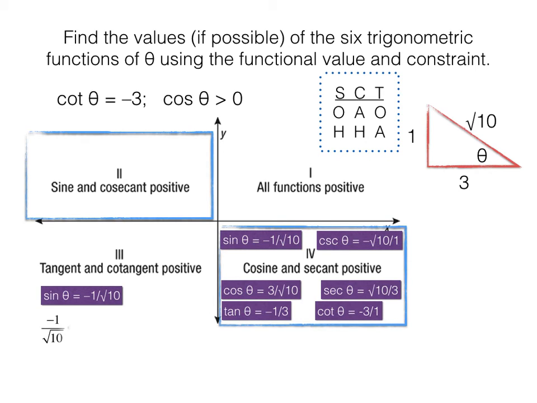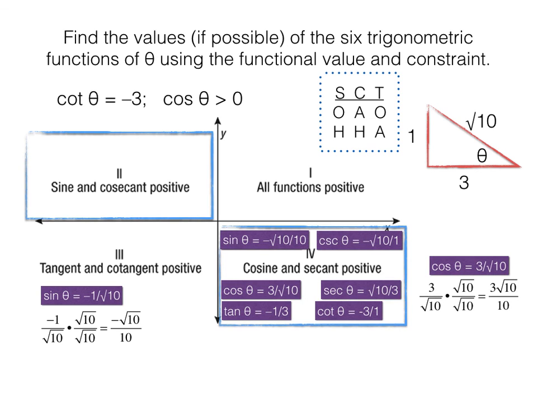So here's how we do that. We multiply by a disguised form of the number 1. Now we no longer have a radical in the denominator, so the precise answer for the sine of theta is negative root 10 over 10. Let's take our cosine. Let's rationalize the denominator and rewrite our cosine as 3 root 10 over 10.